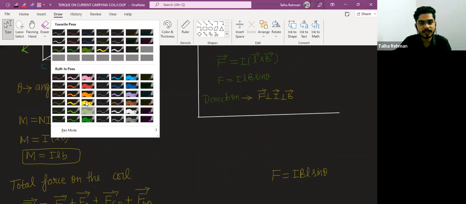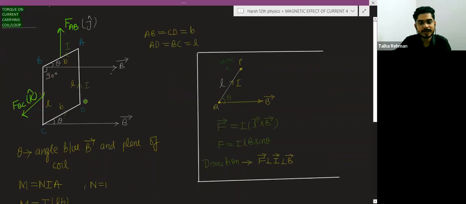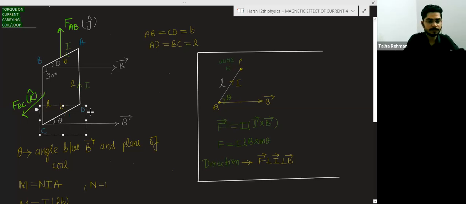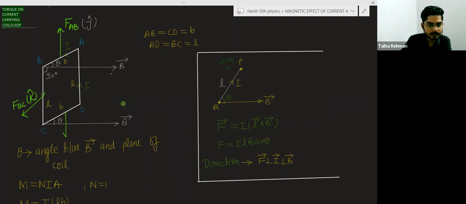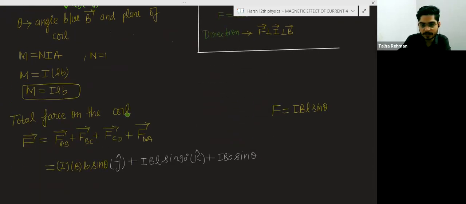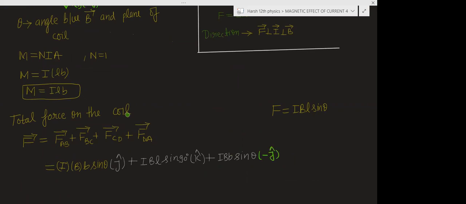When you apply the right hand rule, you will get the direction along the negative y axis, negative j cap. In this direction you will get the force on the wire CD, and this is along minus j cap. So you will multiply this equation with minus j cap.